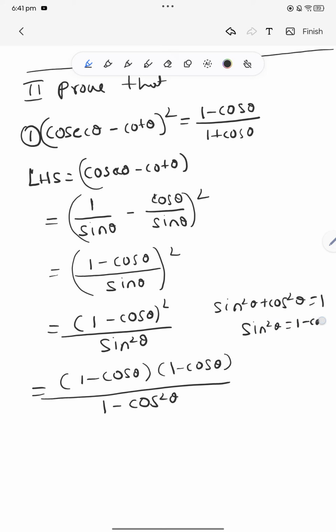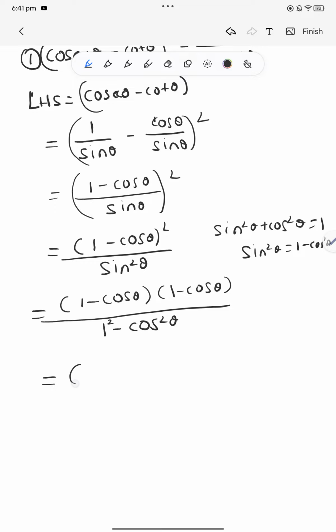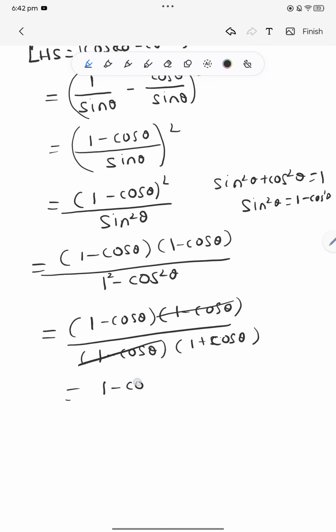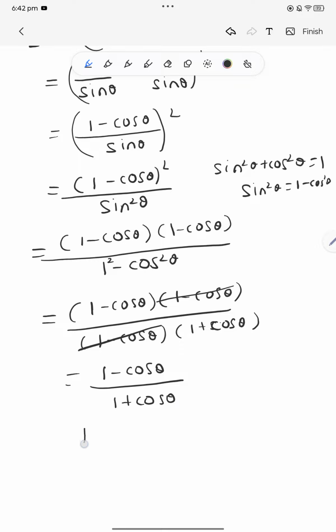So 1 square is 1 only. A square minus B square is A plus B into A minus B. So the numerator is (1 minus cos theta) into (1 minus cos theta), and the denominator is a square minus b square, which is (1 minus cos theta) into (1 plus cos theta). One factor of 1 minus cos theta cancels. So what is left is (1 minus cos theta) divided by (1 plus cos theta). This is what we want. That is, LHS is equal to RHS.